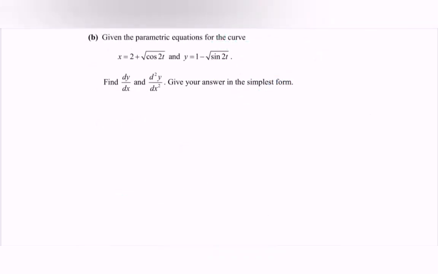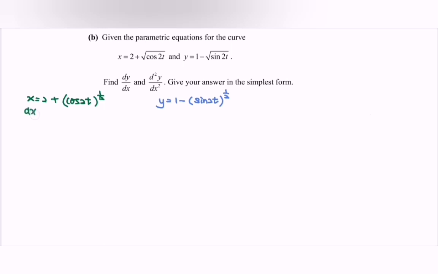Kindly refer to part b. Here we are given the parametric equations for the following curve. x equals 2 plus (cos 2t) to the power of 1 over 2. Next, y equals 1 minus (sin 2t) to the power of 1 over 2. So differentiate x with respect to t.